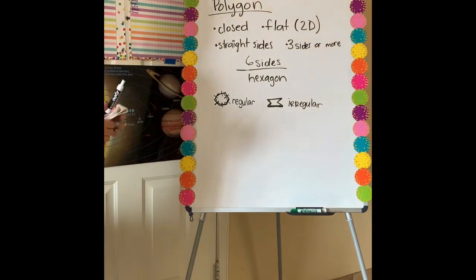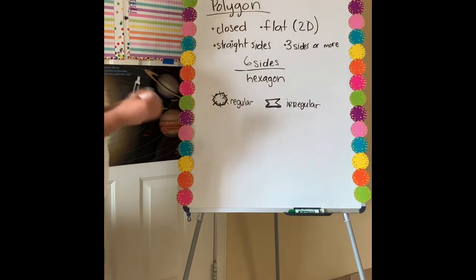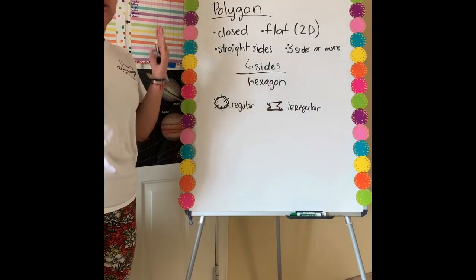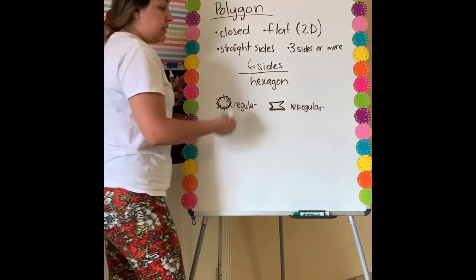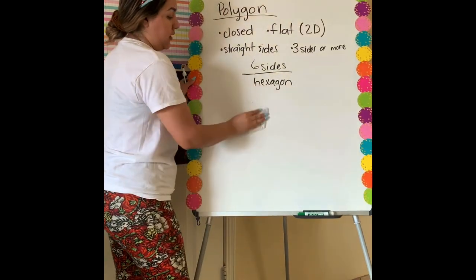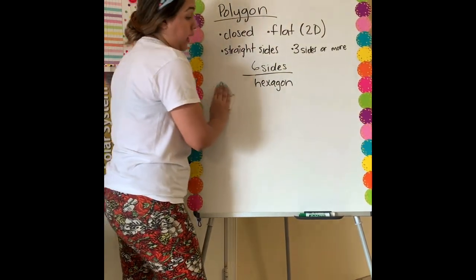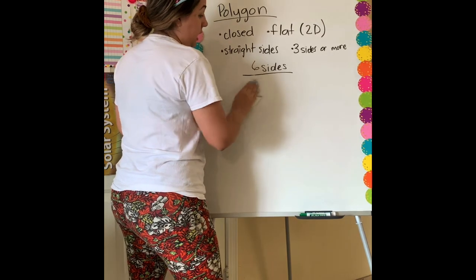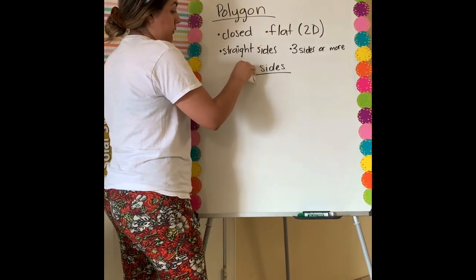Okay? So those are hexagons. Those are just some examples. There could be so many. Just count the sides. If it has 6 sides, it's a hexagon. Then you determine, are all the sides and all the angles the same? If they are, then you know it's a regular hexagon. If it's not, it's an irregular hexagon.